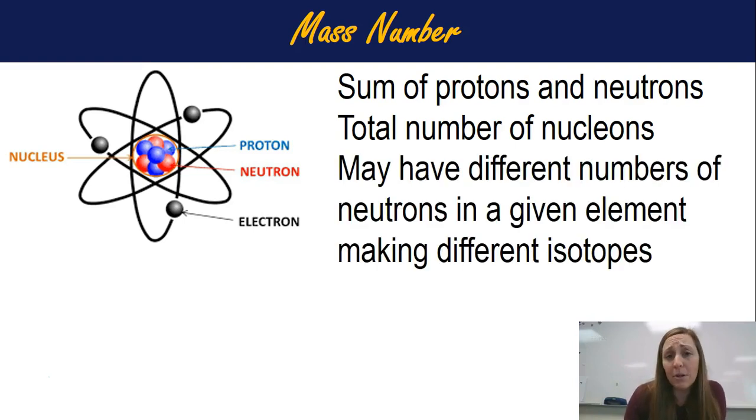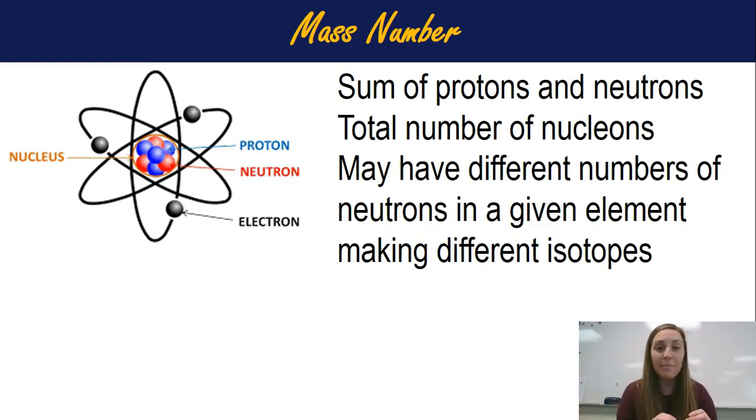You may have a different number of neutrons in a given element, making different isotopes. So we could have carbon-12, which has a mass number of 12. It has 12 things in the nucleus. Or carbon-14. Carbon-14 has 14 things in the nucleus. So there are 2 more neutrons. If the mass number changes, it has to be the neutron that changes. If the proton changes, it's a different element, right?